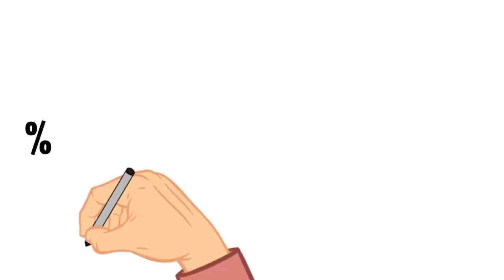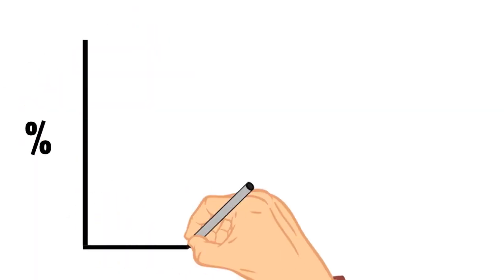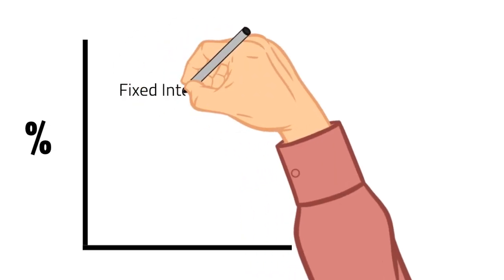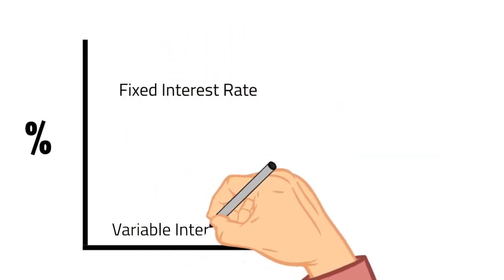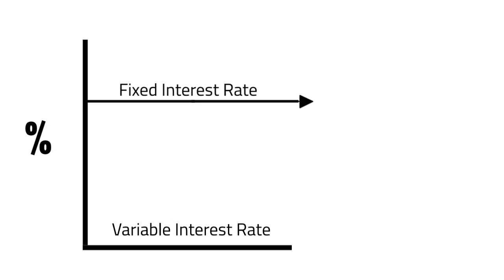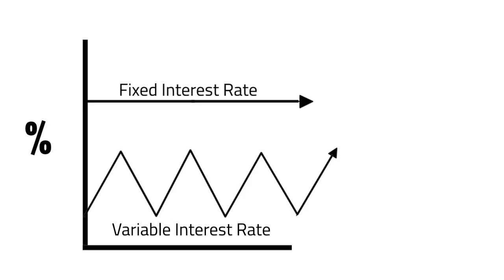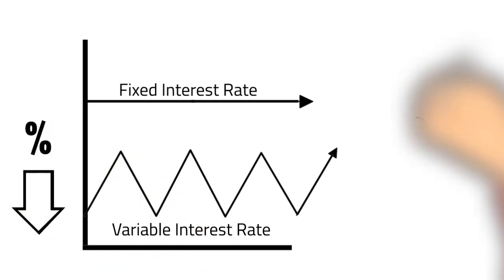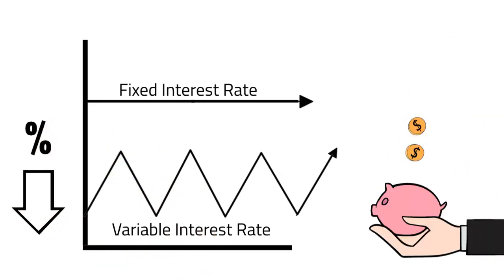The interest rate is the cost of borrowing money, expressed as a percentage of the principal or loan amount. There are two main types of interest rates, fixed and variable. Fixed interest rates remain constant throughout the life of the loan, while variable interest rates can change over time based on market conditions. The lower the percentage, the less your interest costs will be.